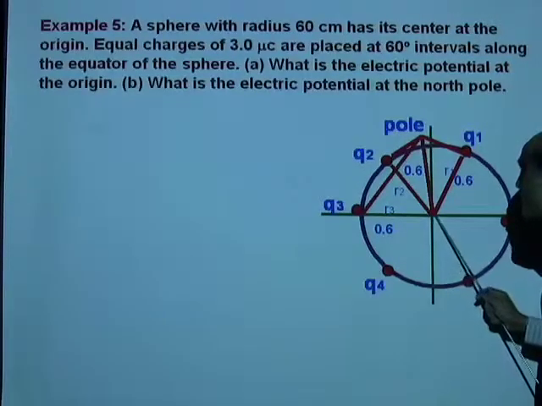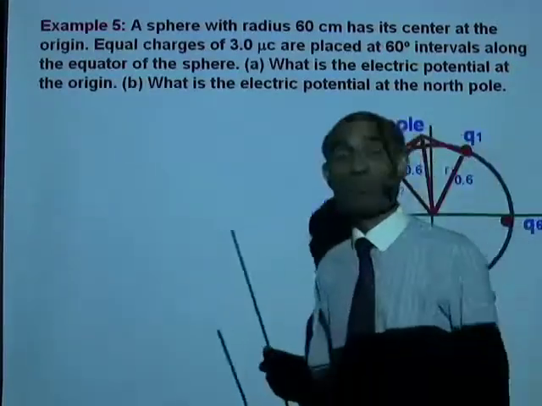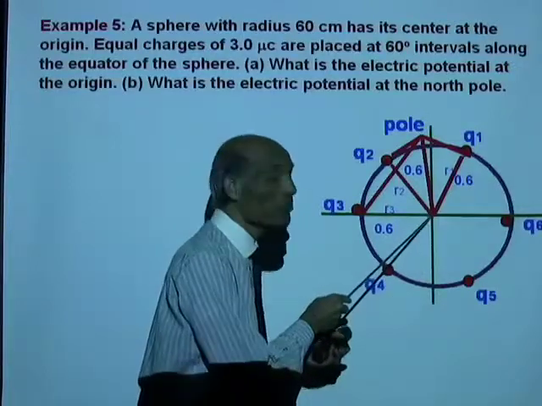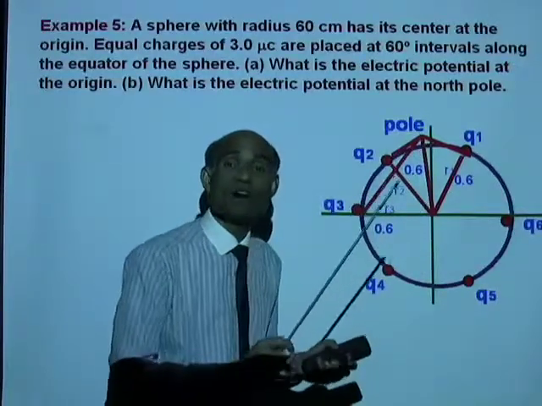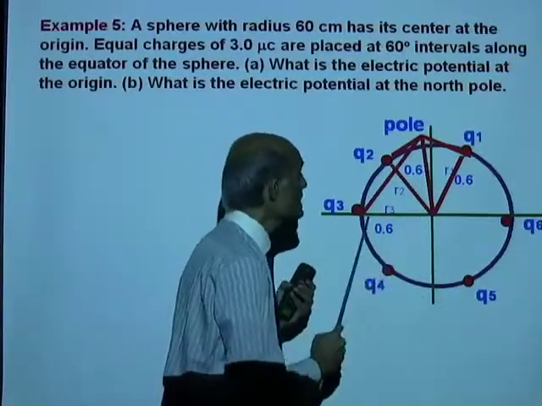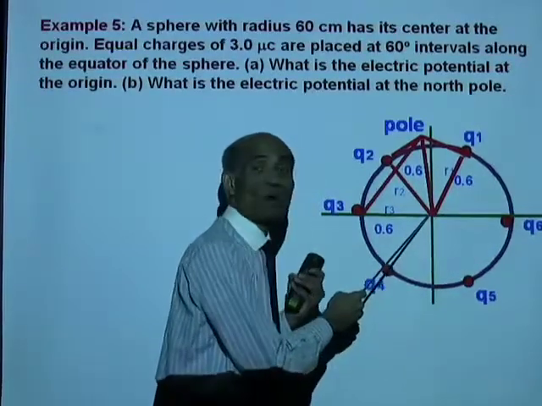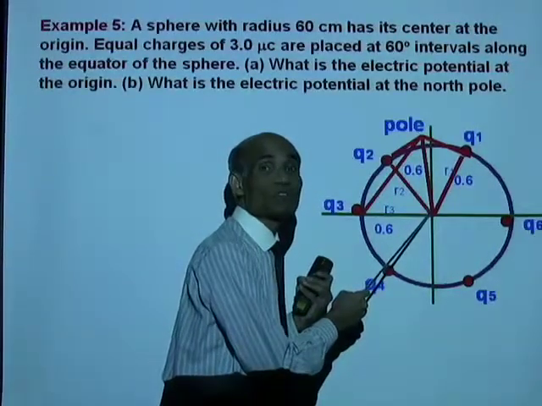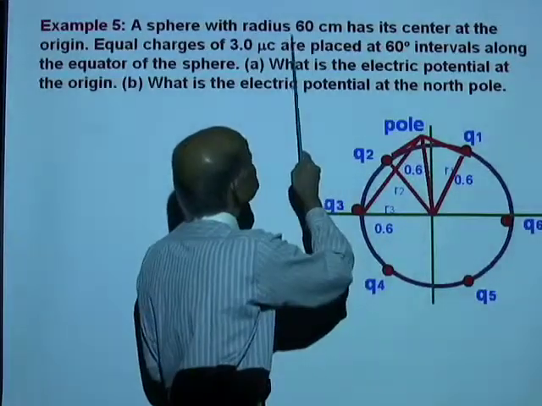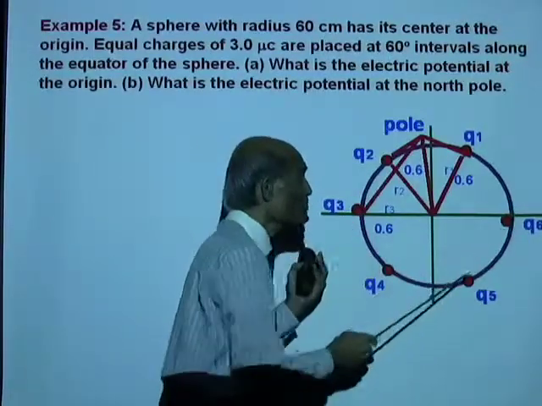First, I need to find the electric potential at the center. Well, the most important quantity you need to find the electric potential at a point is the distance of the charge from that point. Now, if you notice, each of these charges is at the same distance from the origin. And what is that distance? That distance is the radius of the sphere, which is given to be 60 centimeter.